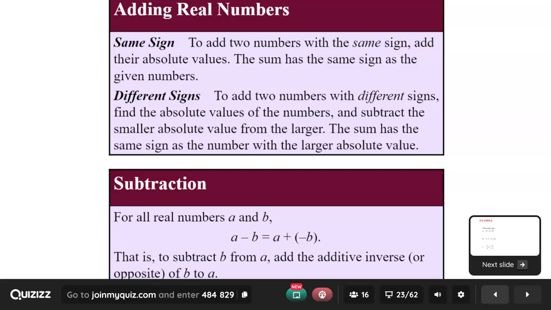It could be decimals. It could be fractions. It could be whatever. But that's the idea, that when we have different signs, we subtract them and keep whichever value has a larger impact on what we're looking at. So I like to think about money with that.